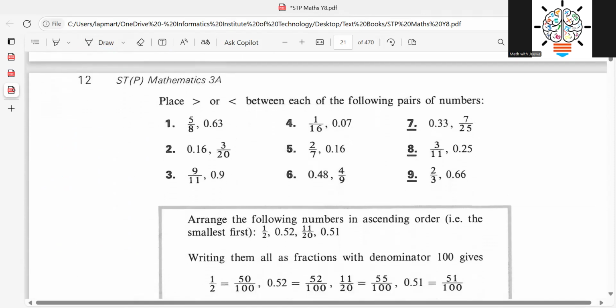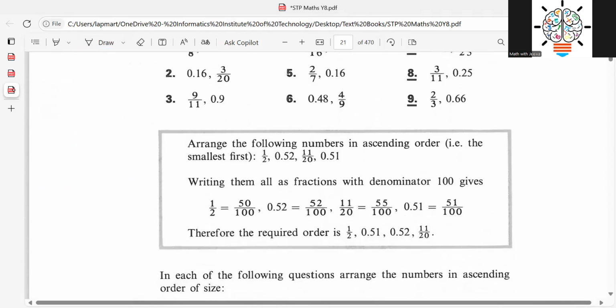So then let's say you want to arrange something in ascending order, the next question type. Here you just look at these, children. The first one is a fraction. The second one is a decimal. The third one is a fraction again. And the next one is a decimal. What are we supposed to do? Convert everything into fractions, or convert everything into decimals. That's up to you. But here, they have written everything as fractions.